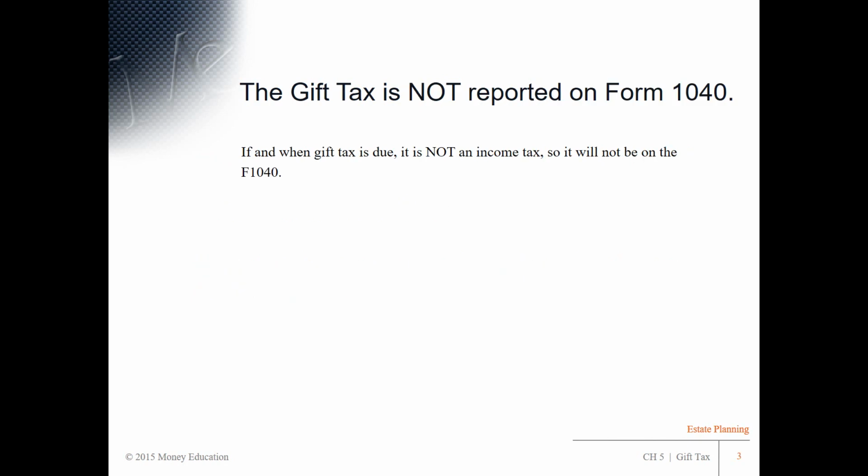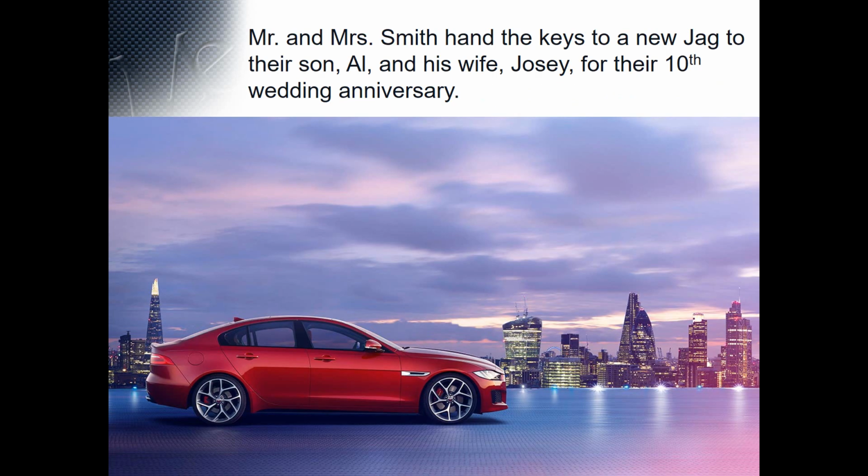Now, the gift tax is not reported on the Form 1040. If and when gift tax is due, it's not an income tax, so it's not going to be on that Form 1040. It has its own form.